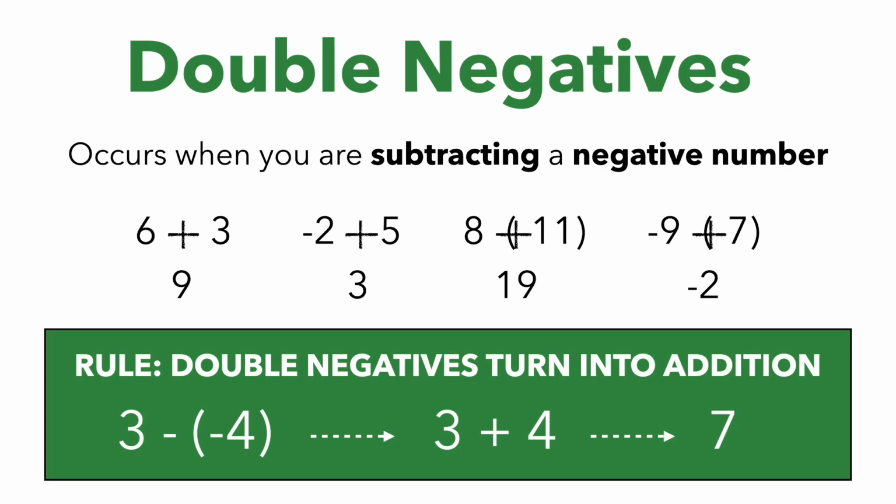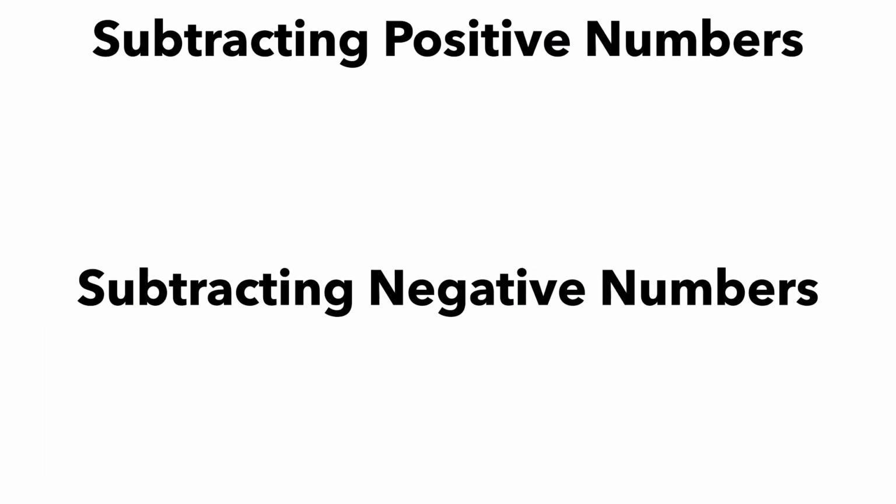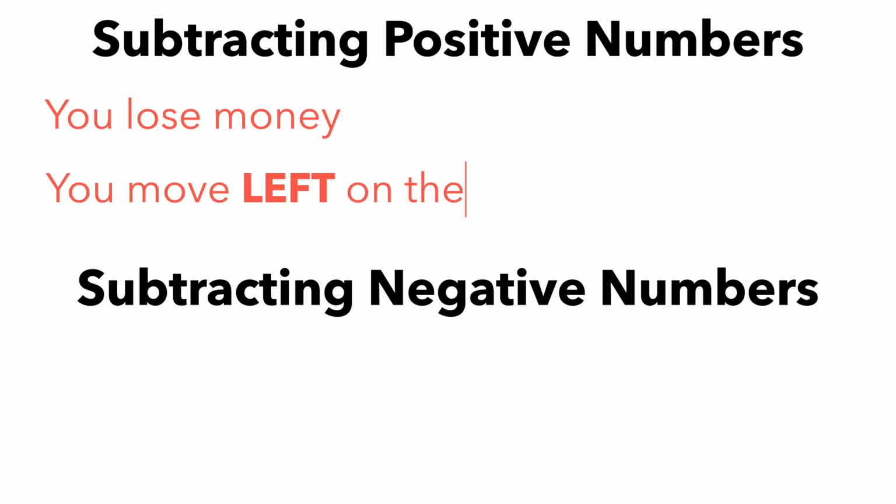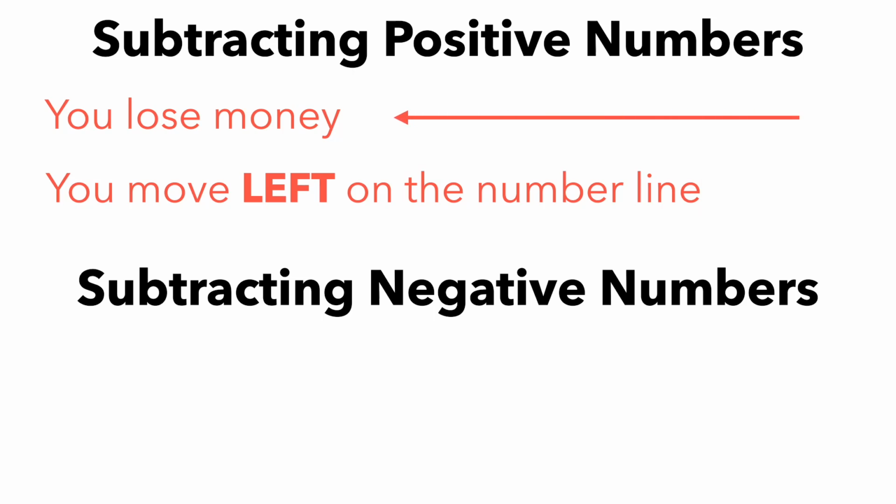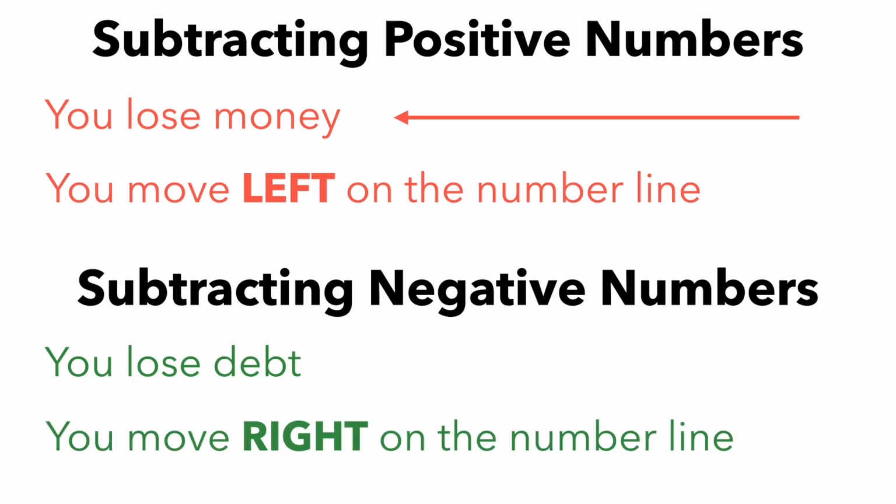So before we get back into the examples, let's first recap the difference between subtracting positive numbers and subtracting negative numbers, also known as double negatives. So when subtracting positive numbers, think about it as you lose money, which means you move left on the number line towards negative infinity, like you're losing more money, so you're moving left on the number line. When you subtract negative numbers, think about it like you're losing debt. So because you're losing debt, you actually gain money, meaning you move right on the number line towards positive infinity, because when you remove debt, you actually gain money. So you're going to move right on the number line when subtracting negative numbers, also known as double negatives.